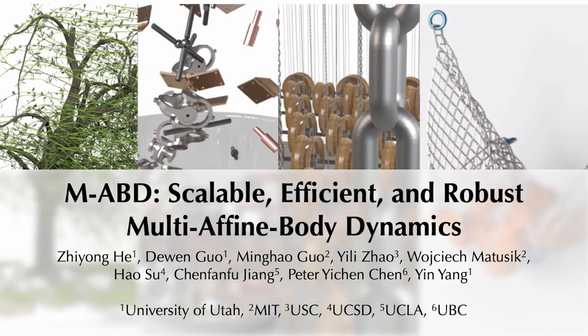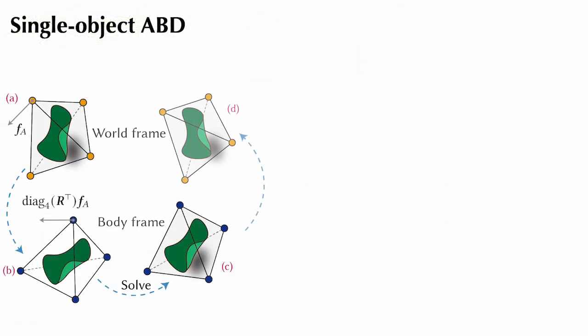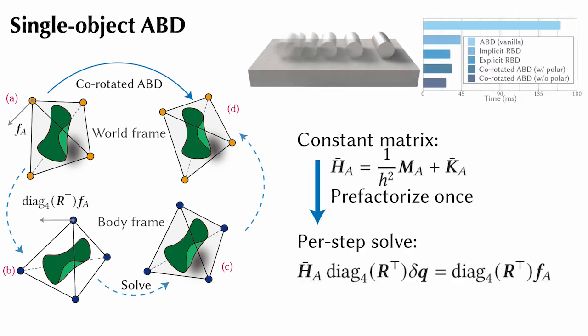In this paper, we propose M-ABD, a scalable method for simulating large articulated systems. For a single body, ABD uses a compact affine state with linear kinematics and a constant Jacobian. With corotation, the implicit update becomes a time-invariant matrix, so we prefactorize once.